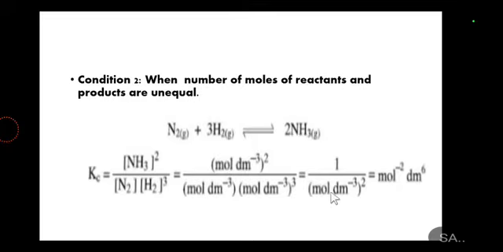Since this mole, when it multiplies with this, will give the value mole squared, and dm inverse 3 will multiply with 2. Minus 3 into 2 is minus 6. When you reverse them, when you move them to the upper side, then it will be mole inverse 2 dm6. I hope that you understood it.